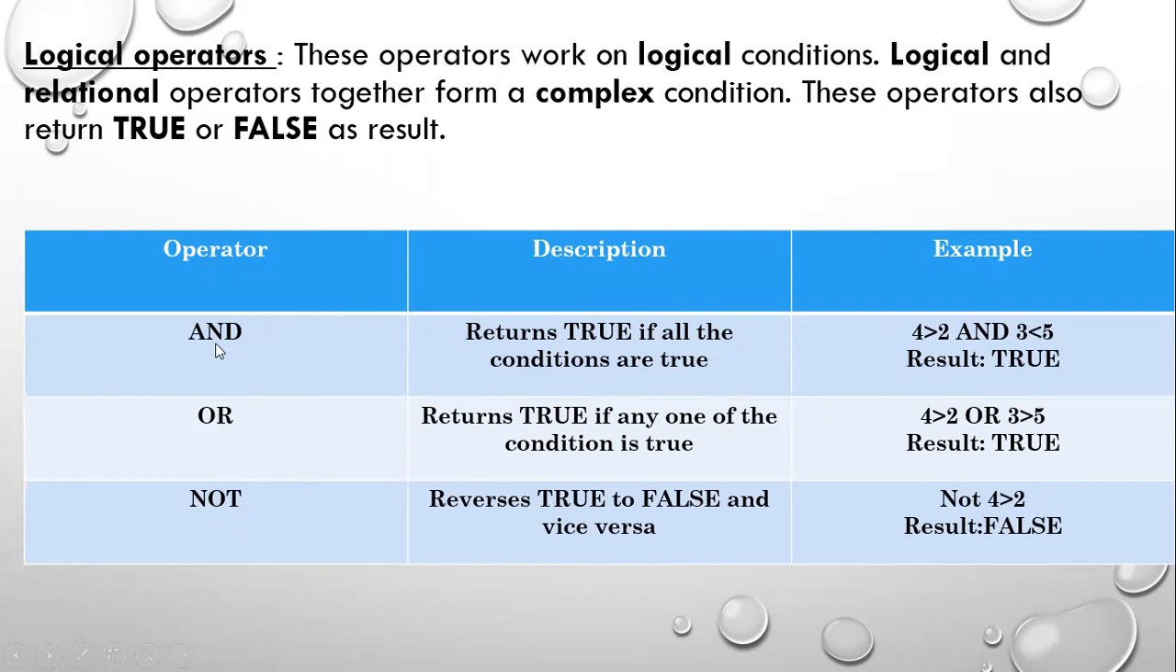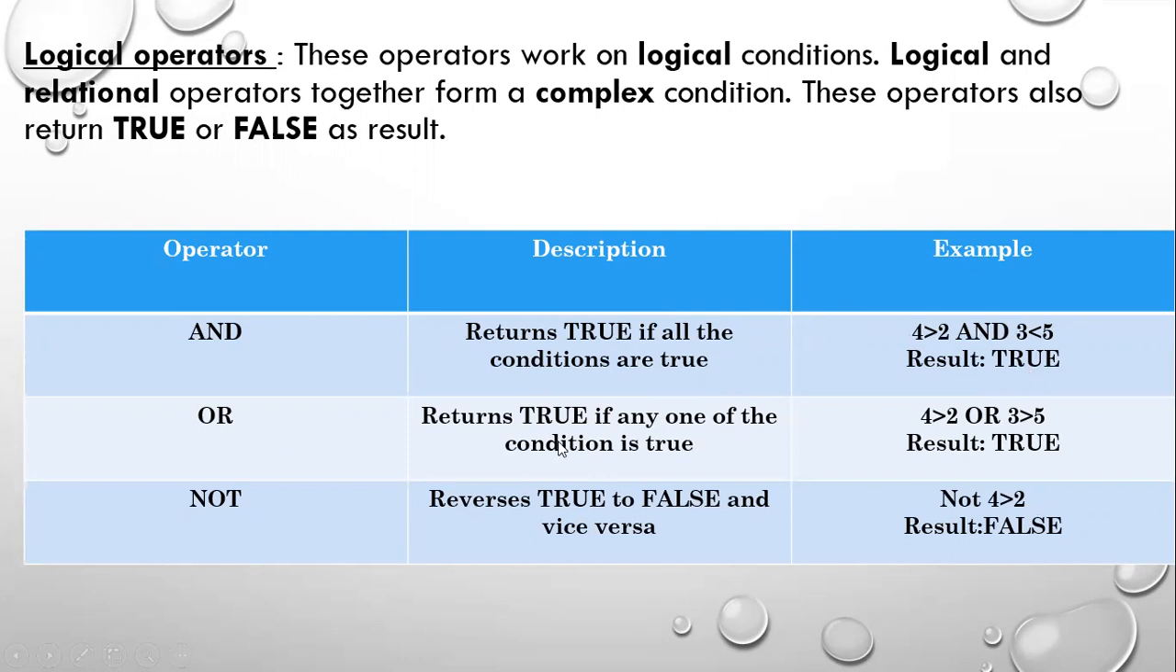With the AND operator, if both conditions, A and B for example, are true, only then the result will be true. So if we have two conditions to check, the answer will be true only if both conditions are satisfied. Is 4 greater than 2? Yes, it is. Second condition, is 3 less than 5? Yes, it is. Only when both condition answers are yes, that's when my result will be true.